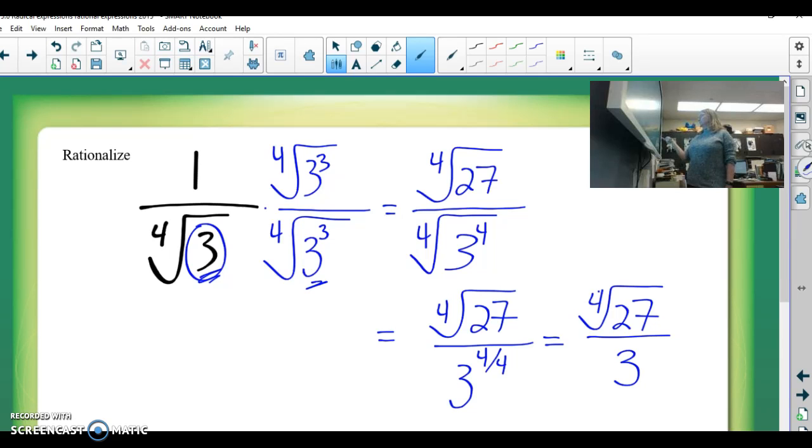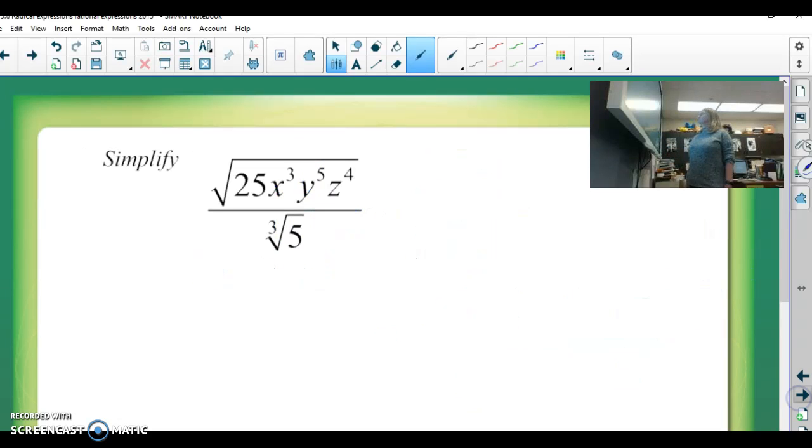And if you aren't sure whether this is simplified or not, we're looking for 1 to the 4th is 1, 2 to the 4th is 16, 3 to the 4th is 81, way too big. So there aren't any perfect fourth roots to go into 27, so we're done with that.